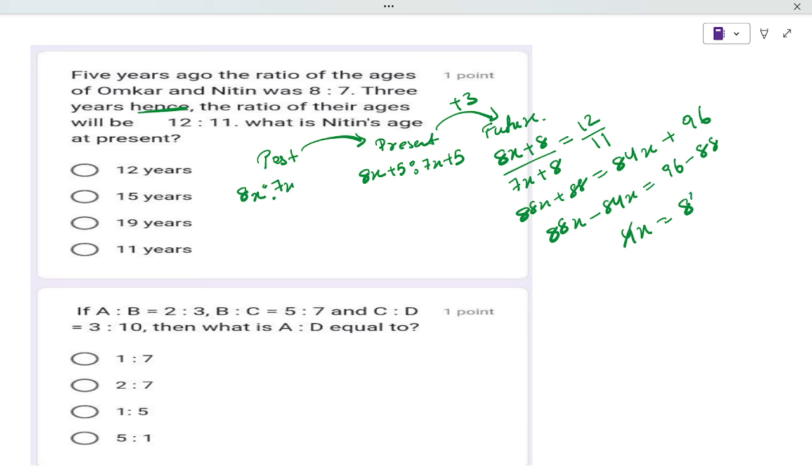So x is 2. Now what is Nidin's present age? Nidin's present age is 7 into 2 plus 5, that is 14 plus 5, which is 19 years. That's the answer.